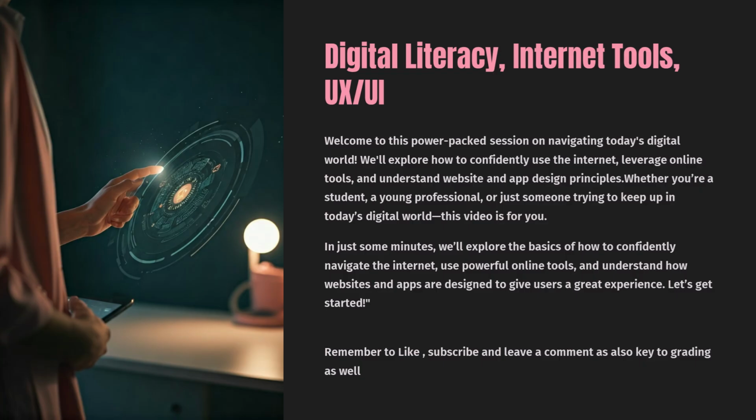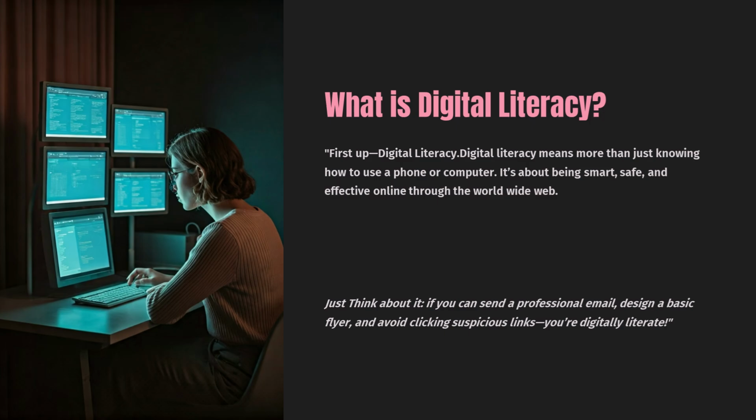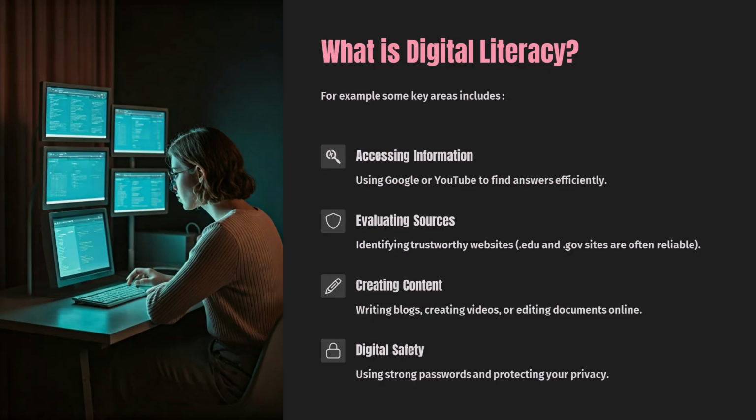In the first process, we'll ask you this first question: what is digital literacy? Digital literacy means more than just knowing how to use a phone or a computer. It's about being smart, safe, and effective online through the World Wide Web, or the WWW, as we know. Some key areas include accessing information, like using Google or YouTube to search, and evaluating information, like knowing which websites are trustworthy, for example Wikipedia, .edu, and .gov sites, and that will be more on the cybersecurity point of things, which we might cover in some lessons later.